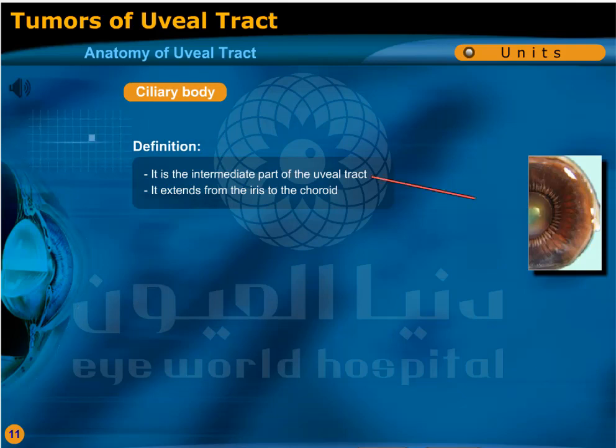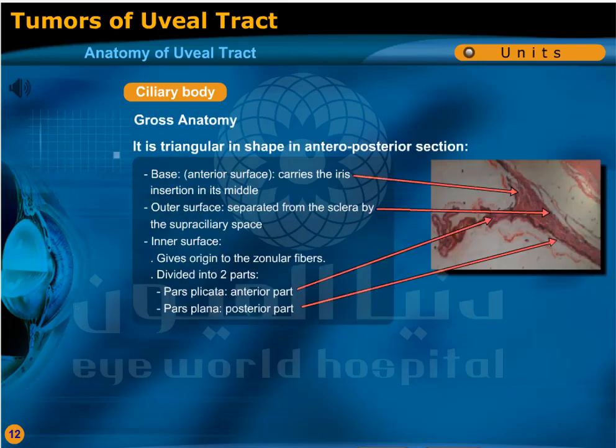It extends from the iris to the choroid. Gross anatomy. It is triangular in shape in anteroposterior section. Base, anterior surface, carries the iris insertion in its middle. Outer surface, separated from the sclera by the supraciliary space. Inner surface gives origin to the zonular fibers, divided into 2 parts: pars plicata, anterior part, and pars plana, the posterior part.